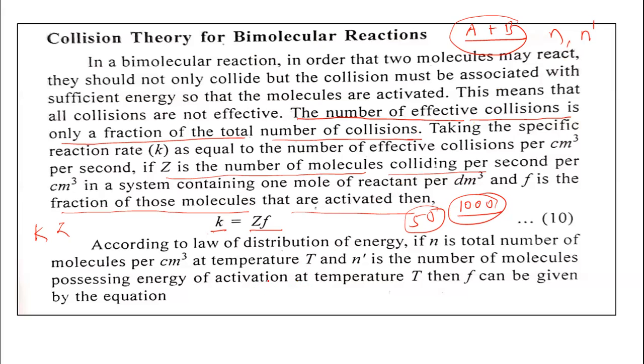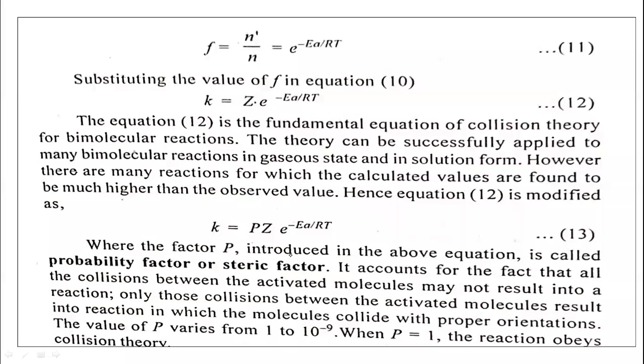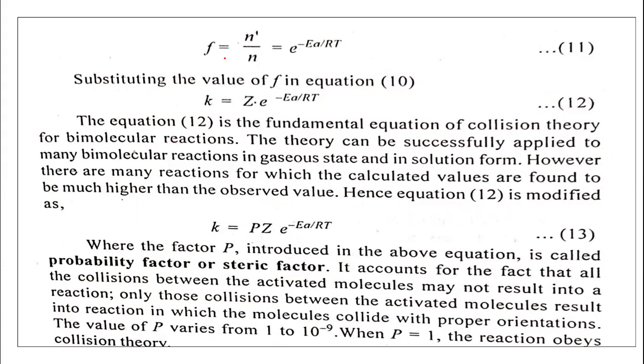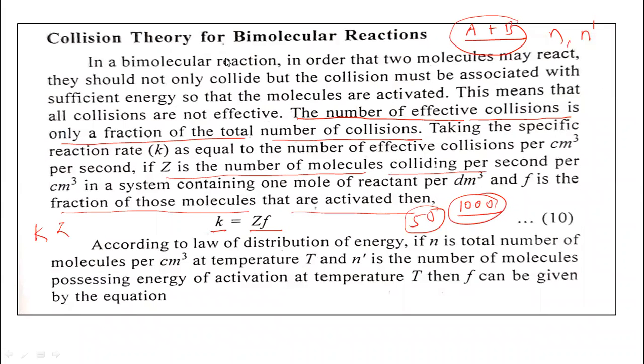Then F can be obtained by the equation F is equal to N dash upon N. What is N here? N is the total number of molecules available for the reaction.